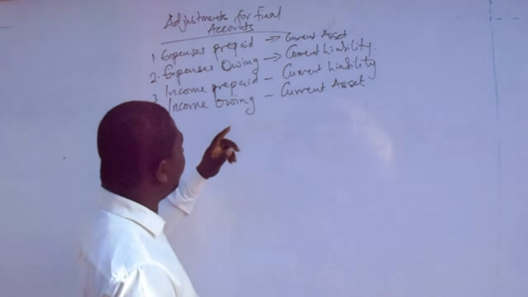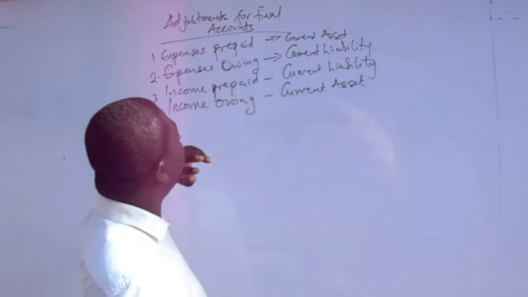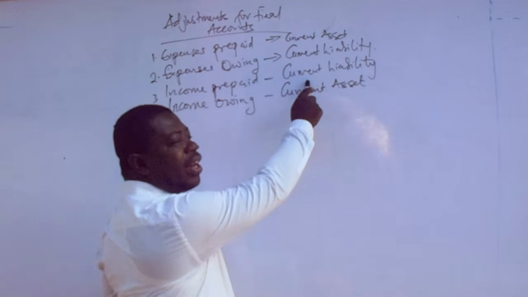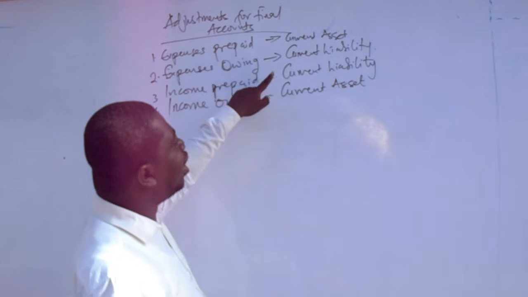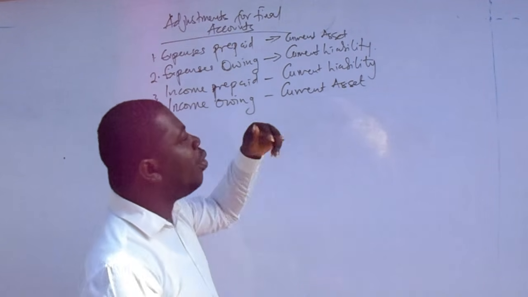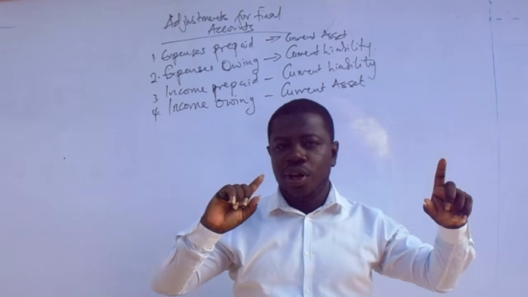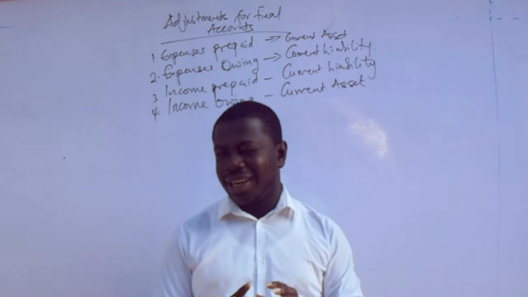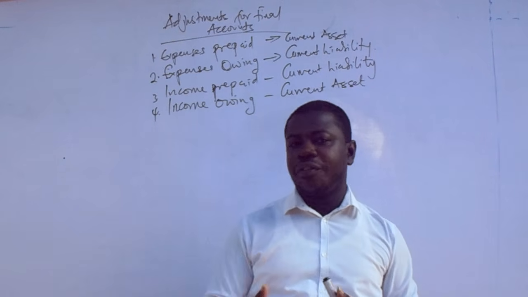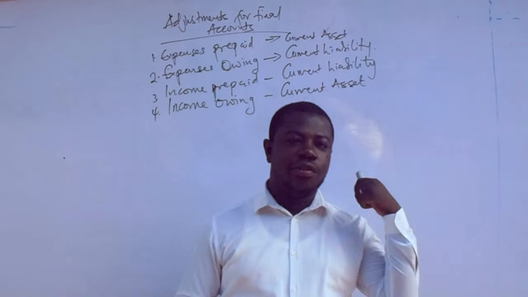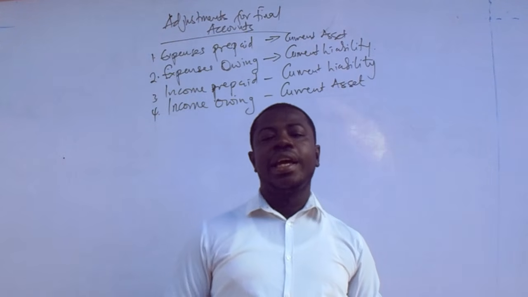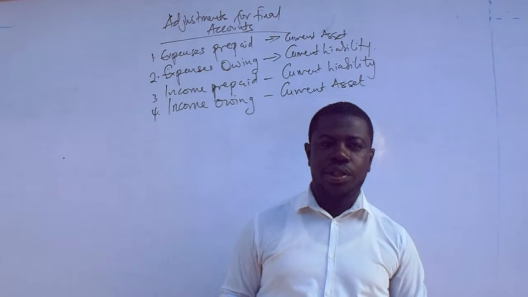And so if you look at the dynamics of what I have just listed, you will see that whilst expense prepaid is a current asset, income prepaid is a current liability. And whilst expense owing is a current liability, income owing is a current asset. So that is how the dynamics are. I'm sure that you will take your time and go through and understand it well. And I know that from after this lesson, your knowledge of this adjustment should really go up. Okay, so that is it with the prepayment and accruals.